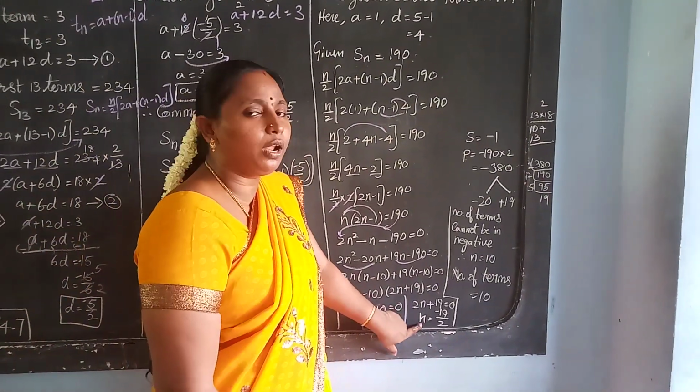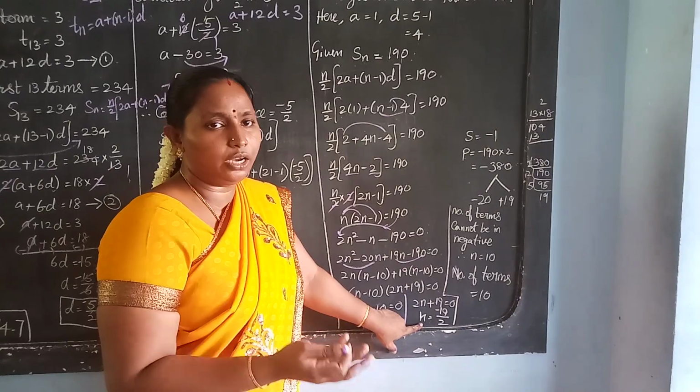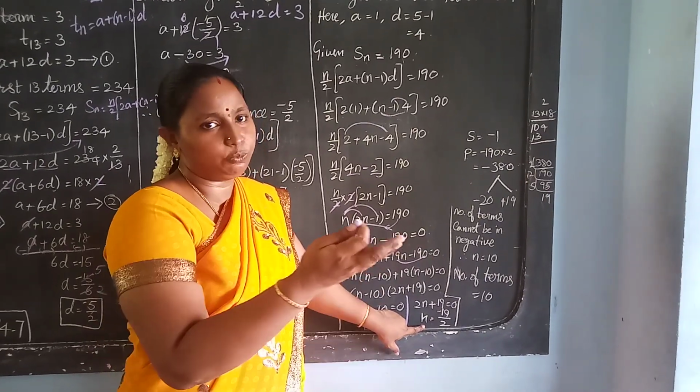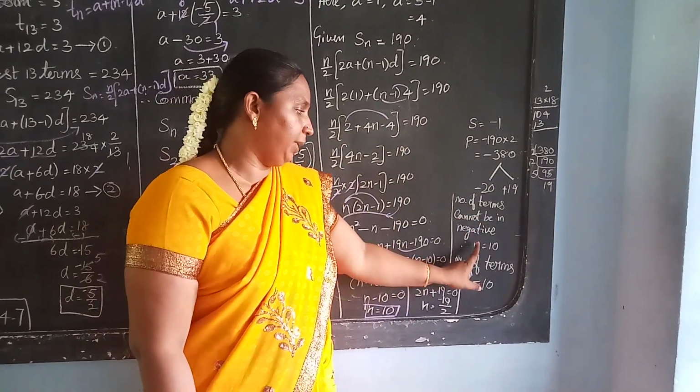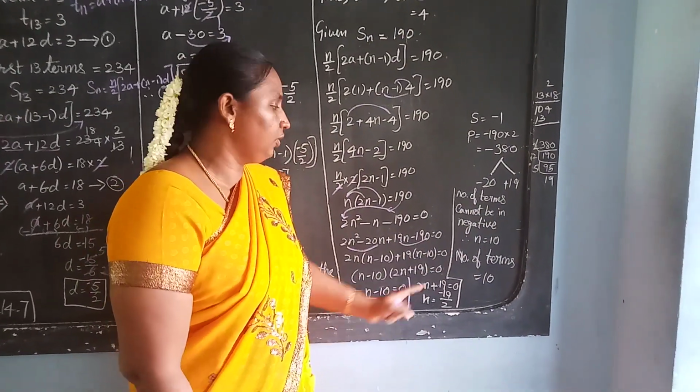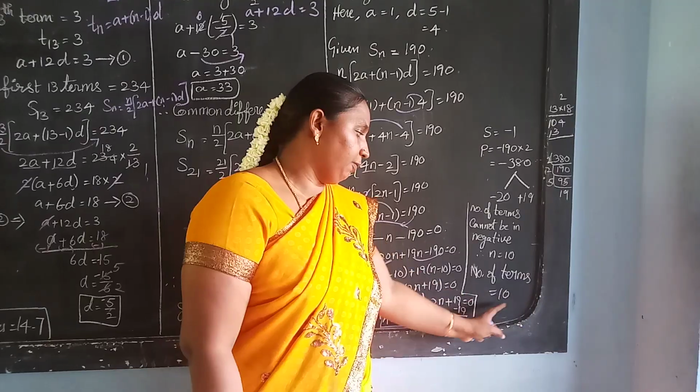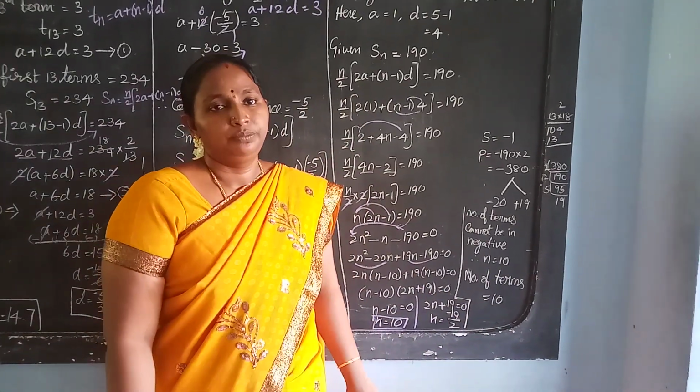Here n is the number of terms. So the number of terms cannot be negative. You can't say minus 4 terms, minus 10 terms like that, you know. So the number of terms cannot be negative. So definitely the n value will be 10. Therefore the number of terms equals 10. So that's all.